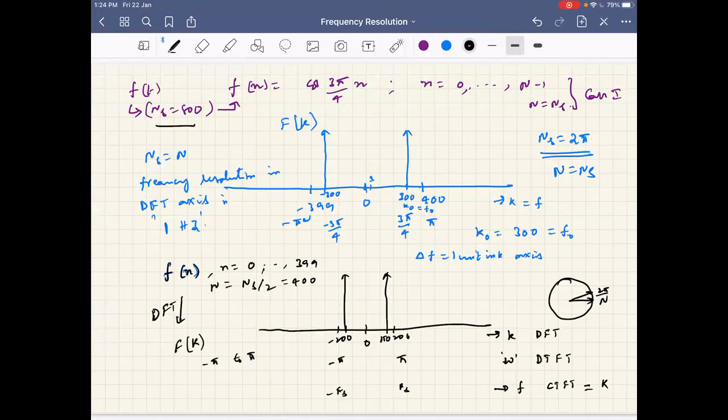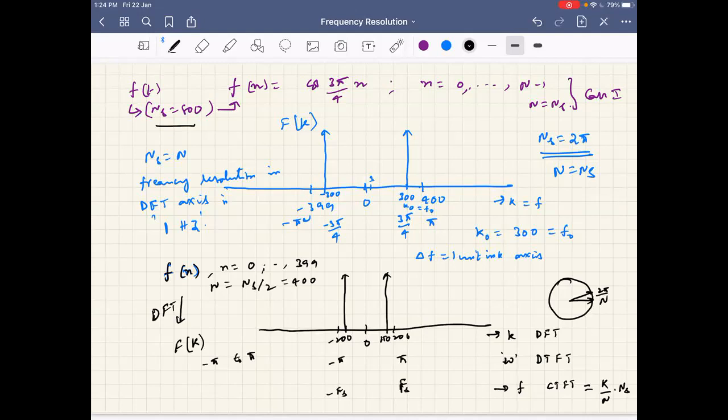So ideally I should get it by N, because the number of samples is N into Ns. What I'm doing is normalizing with the number of samples I'm taking and multiplying with Ns to get the axis in continuous time frequency here. Please note the continuous time frequency here.